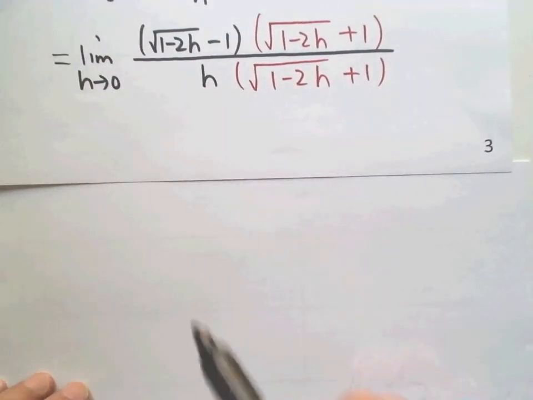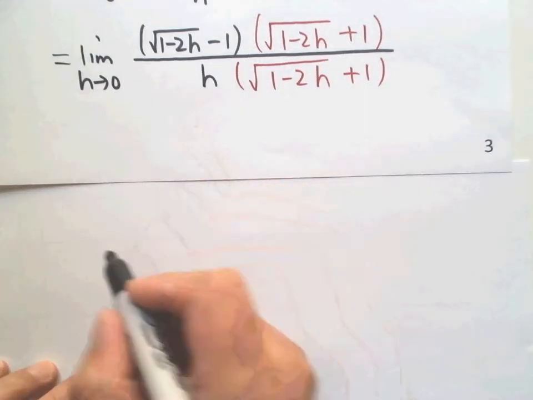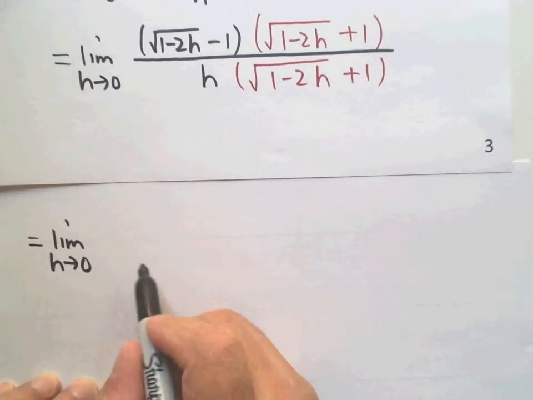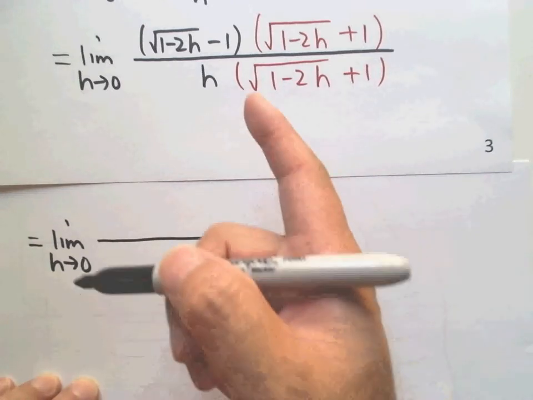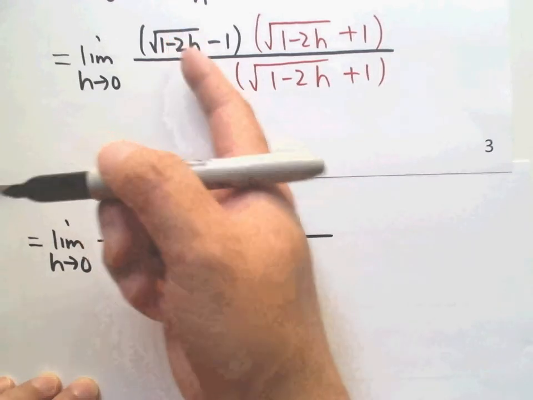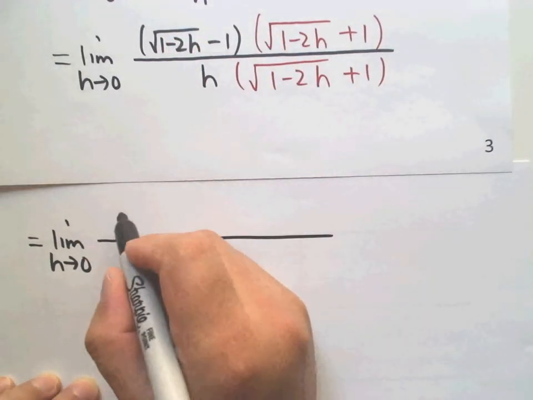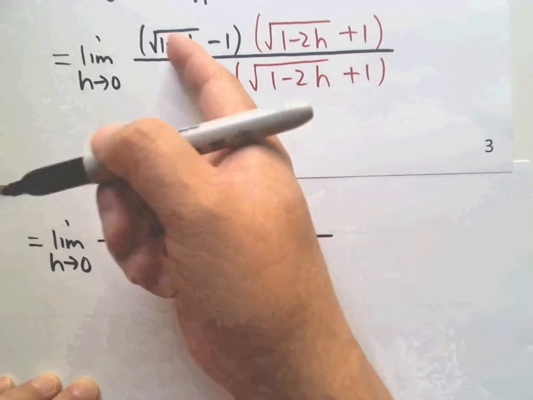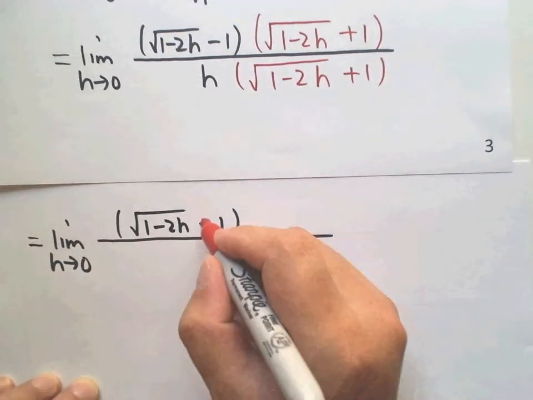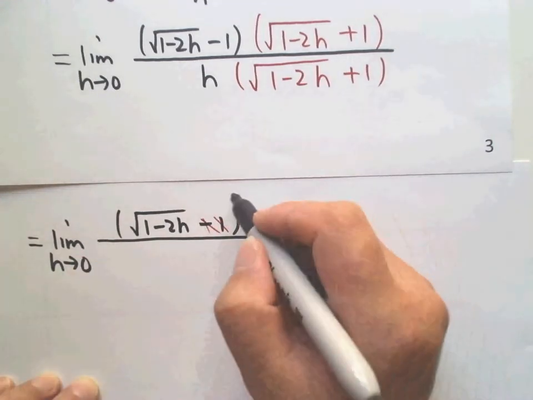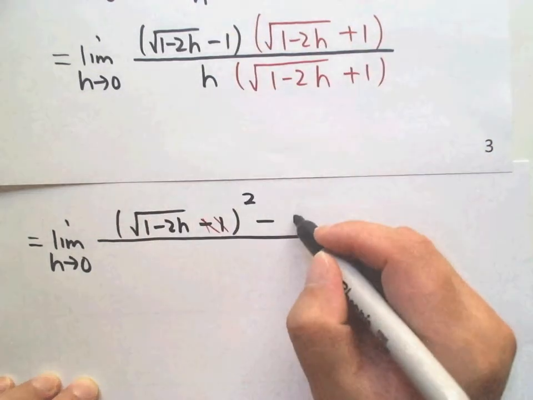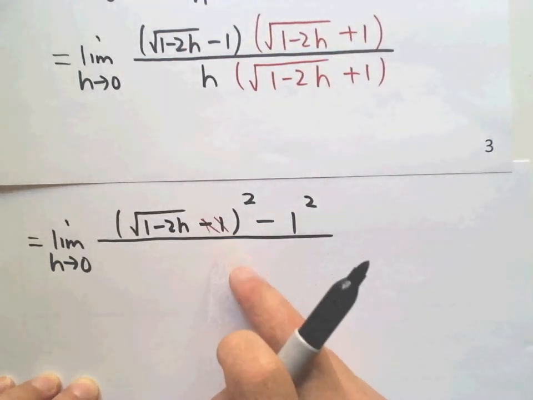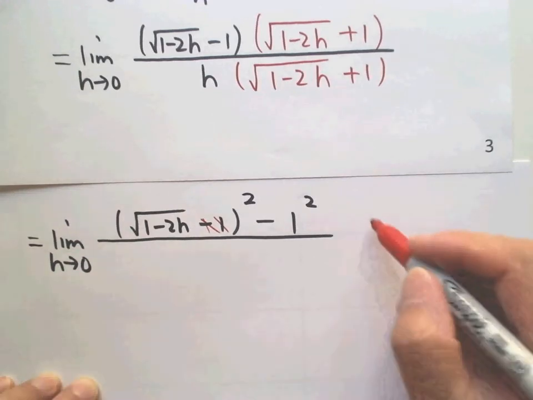We will get the limit. Let me put the limit here, as h approaches 0, right? Okay, and then a little bit longer. So this is the difference of squares. We have the first square, square root of 1 minus 2h squared, which is 1 minus 2h. We don't have this minus 1. The first square minus the second square, 1 squared, which is 1. See, the difference times the sum is the difference of squares.